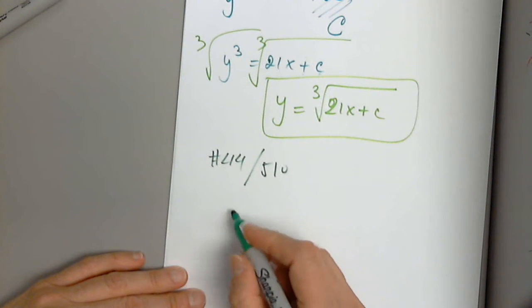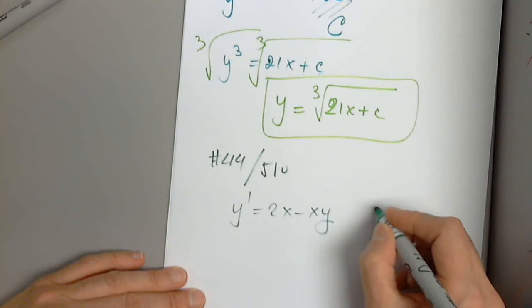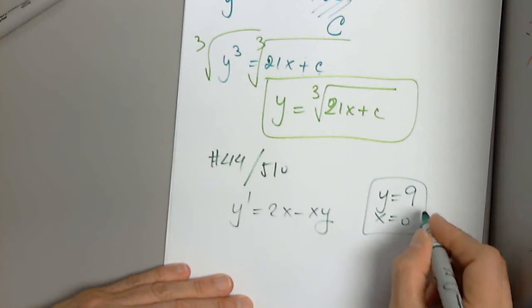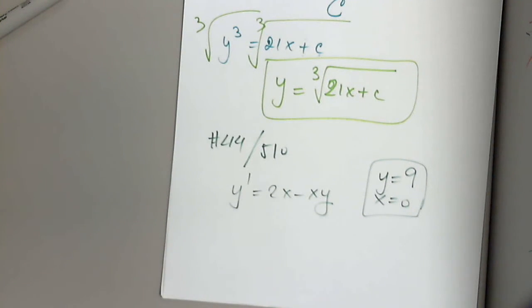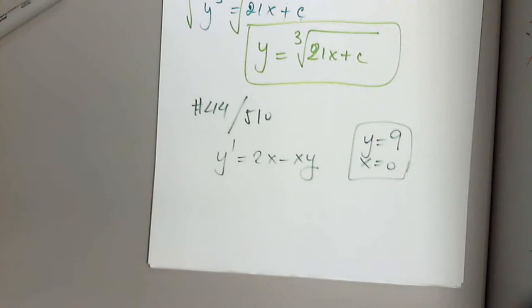44. So we're given y prime equals 2x minus xy, and we are told y is 9 when x is 0. Why do you think this information is given to us? To identify? That's it. Like before, with the antiderivatives. Okay, perfect. I need to separate the variables. If I don't, I won't be able to continue.